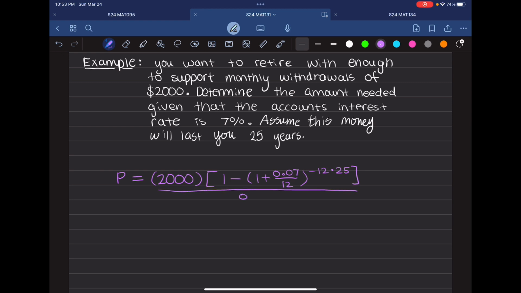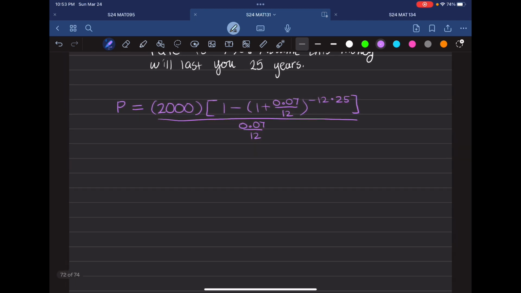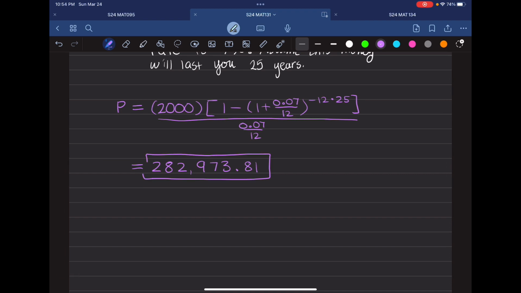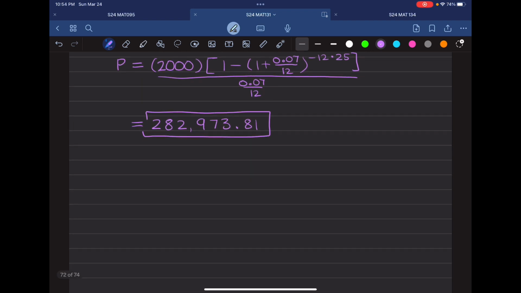And then we divide everything by 0.07 divided by 12. Now there's no rearranging that needs to happen here. You can just plug this into your calculator. You might want to do it in pieces. But make sure that you plug this in and make sure that you end up getting this guy. If you do not get this guy, please, please, please send me a message on Canvas, or go and see the tutors. Get help before the exam in typing things into the calculator.